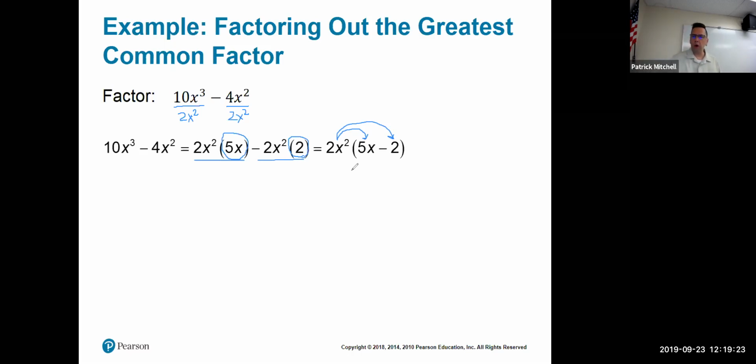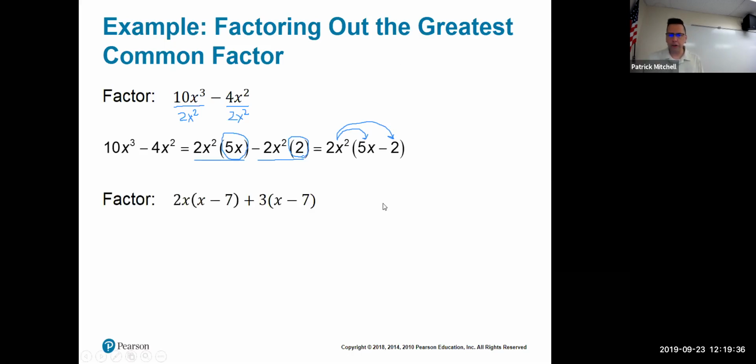So we'll look at one more example of factoring out the greatest common factor. This will be a warm-up for factoring by grouping. So the next example is factor 2x times (x minus 7) plus 3 times (x minus 7). So especially when I do something like this in an intermediate algebra class, people get a little confused, all right, because of this x minus 7.